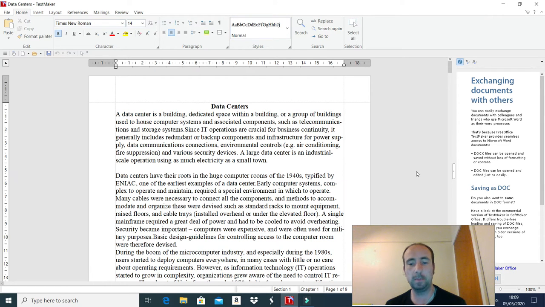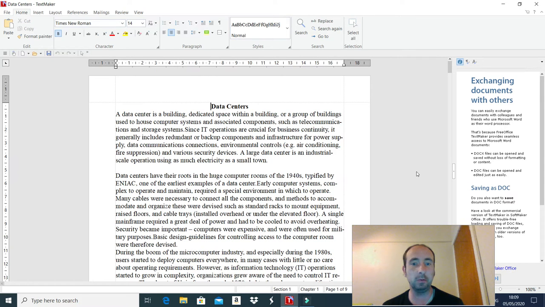Today I'm going to be talking about data centers. A data center is a building, or a dedicated space within a building or a group of buildings, used to house computer systems and associated components such as telecommunications and storage systems.